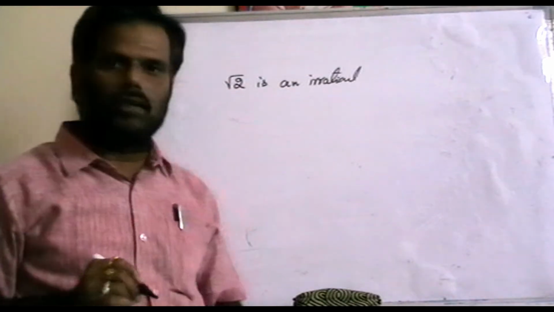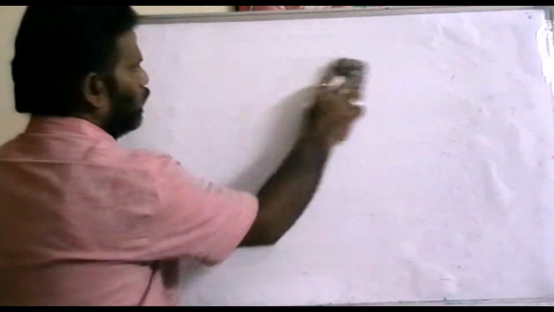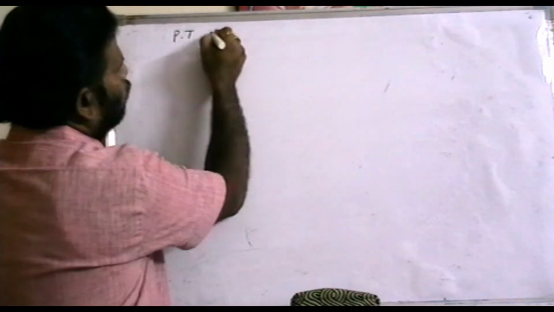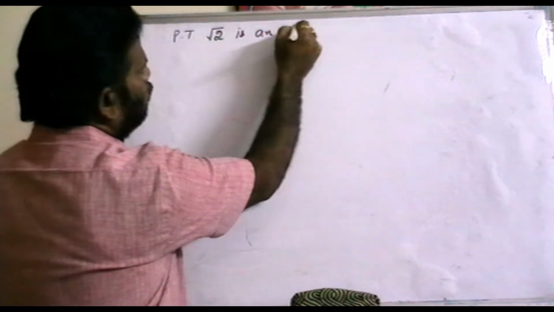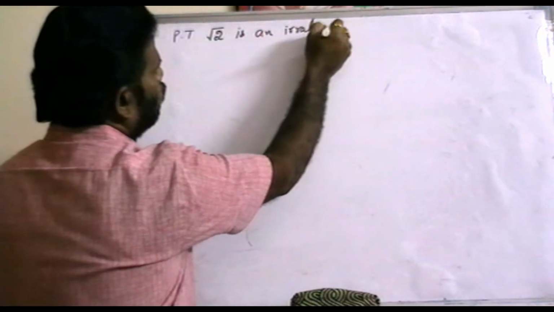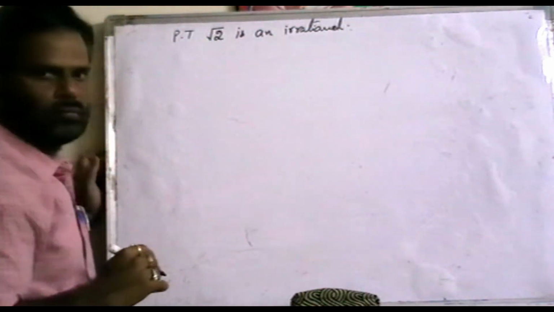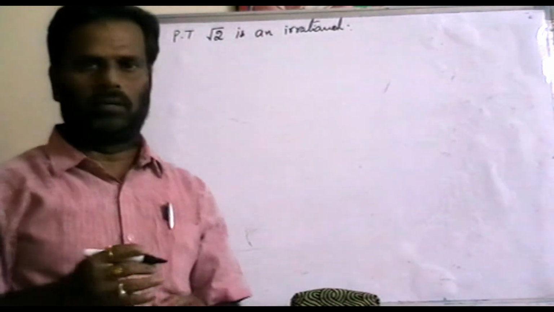But now the topic is: prove that root 2 is an irrational number. That is the main important topic. Now we have to prove that the square root of 2 is an irrational number.